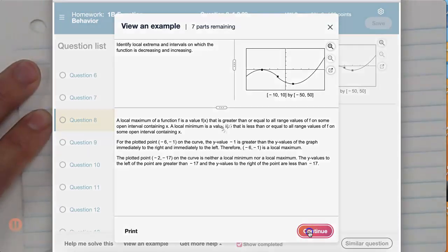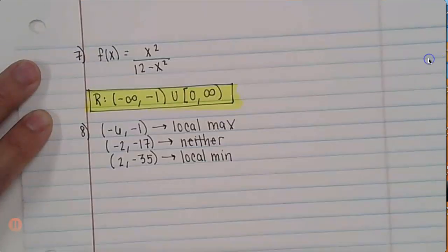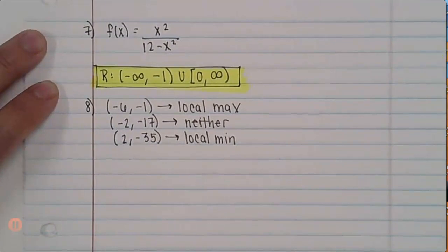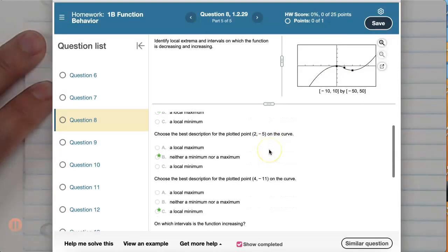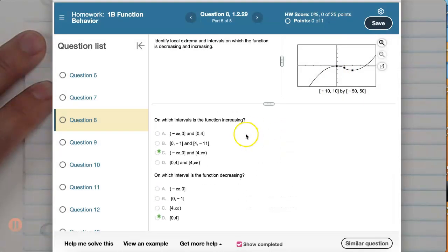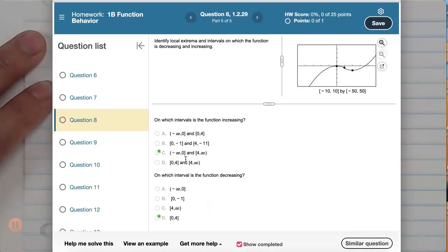And then positive 2, negative 35 is a local minimum. So here's what I have on my paper. And then increasing, decreasing, I'm just going to do that real quick. Okay, it's multiple choice, so you just need to select the correct interval.